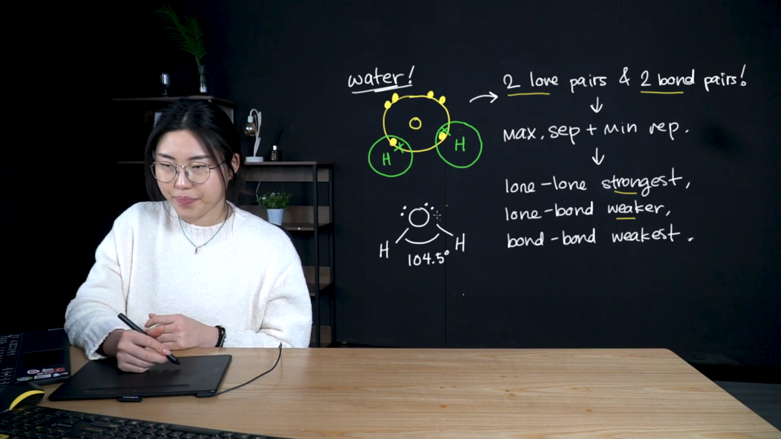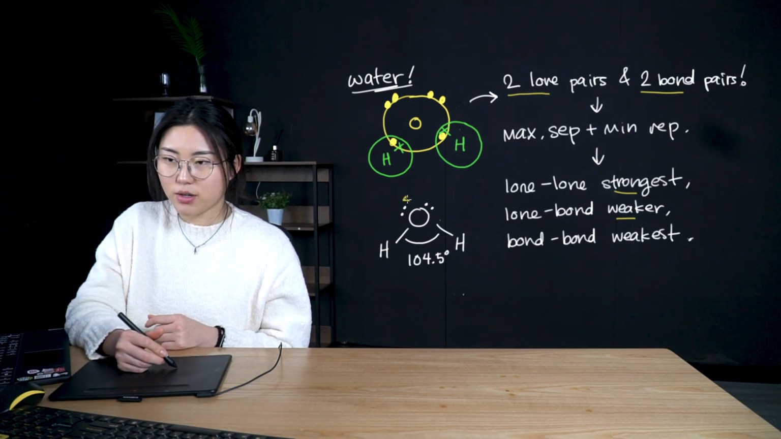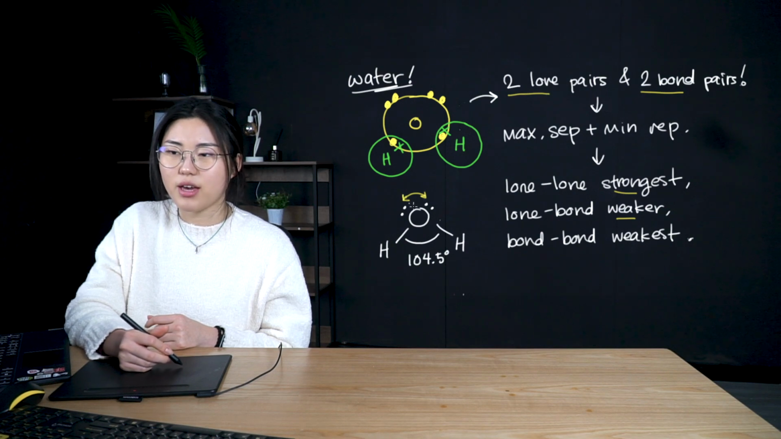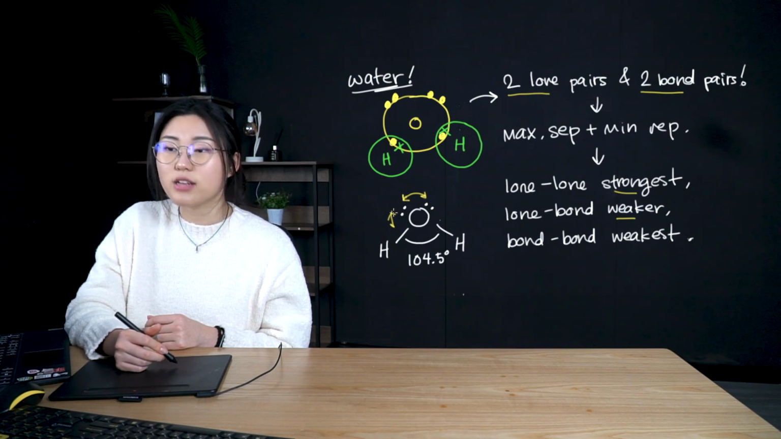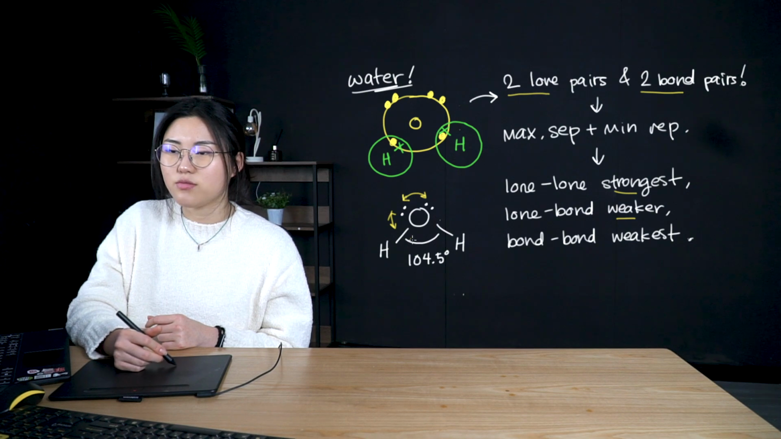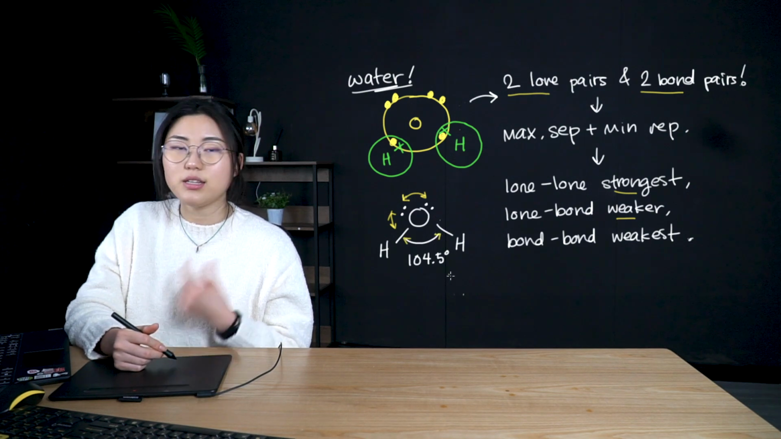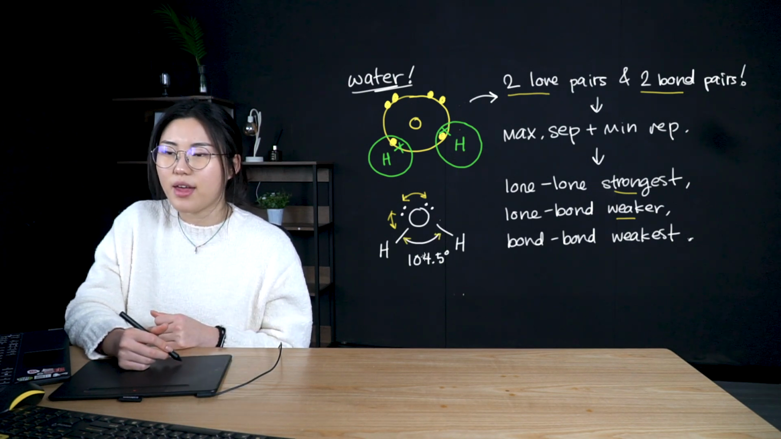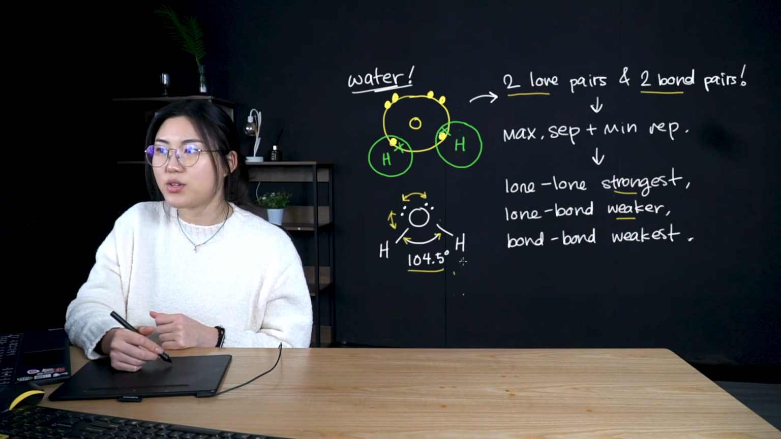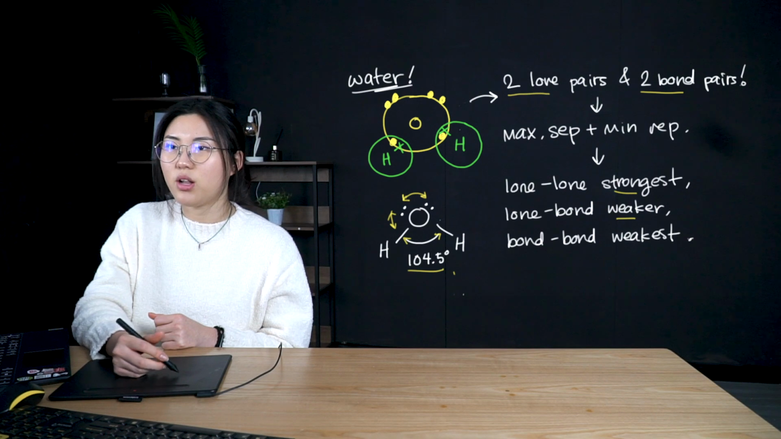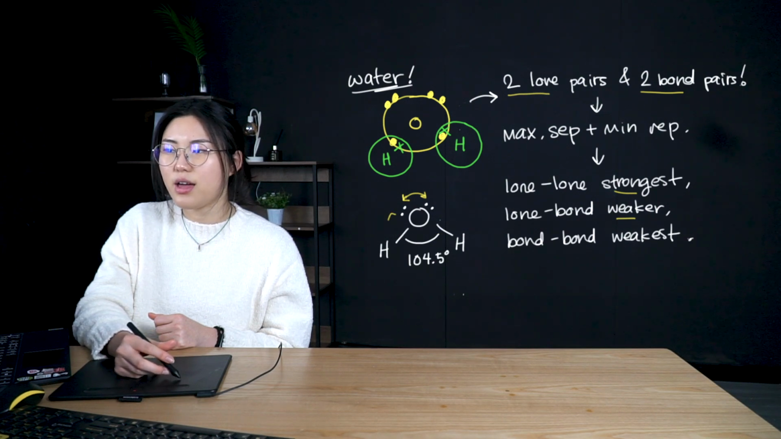So over here, these lone pairs are going to repel very, very strongly. These guys don't repel as strongly, and these guys repel the least strongly. So they're going to have a smaller bond angle, which is 104.5 degrees. So that is our water molecule. Let's go to the next slide.